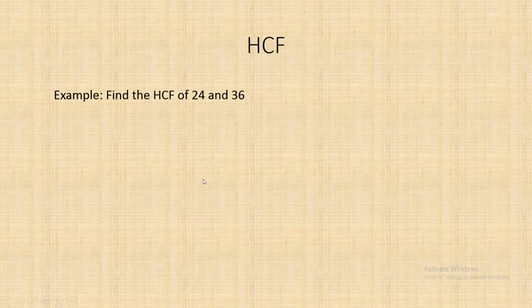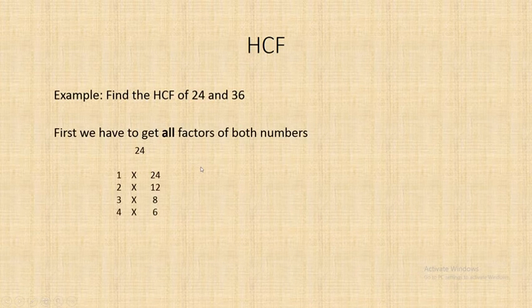So first of all, we have to get the factors of 24. So 24 here, it has the possibility of 1 times 24, 2 times 12, 3 times 8, 4 times 6. And not to forget any factor, I just work with the divisibility rules plus the times table. Like I will start with 1.